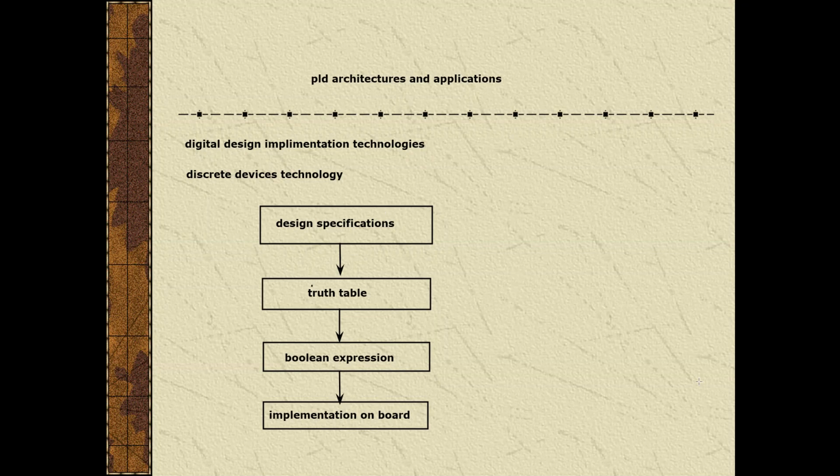The design flow of this technology is as follows. In the figure shown in the slide, the system design specifications are listed first from the requirement of the system, and from the design specification a truth table is generated. Each row of the truth table is converted into a Boolean expression using Boolean algebra or K-map, and this expression is then implemented on the digital trainer board using fixed function digital ICs.